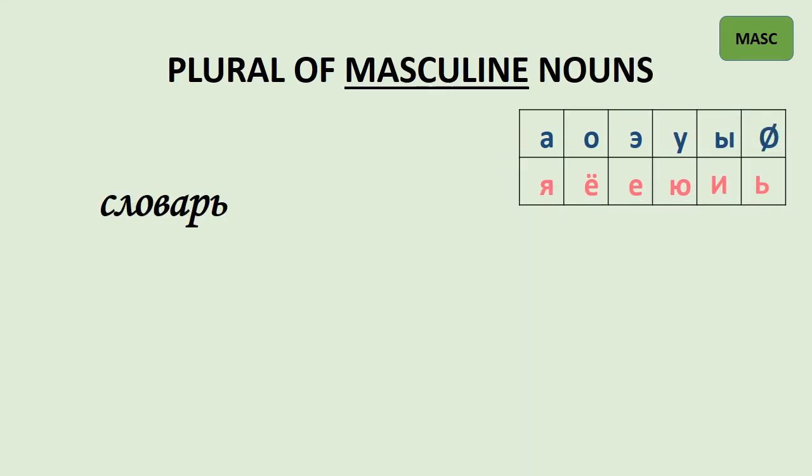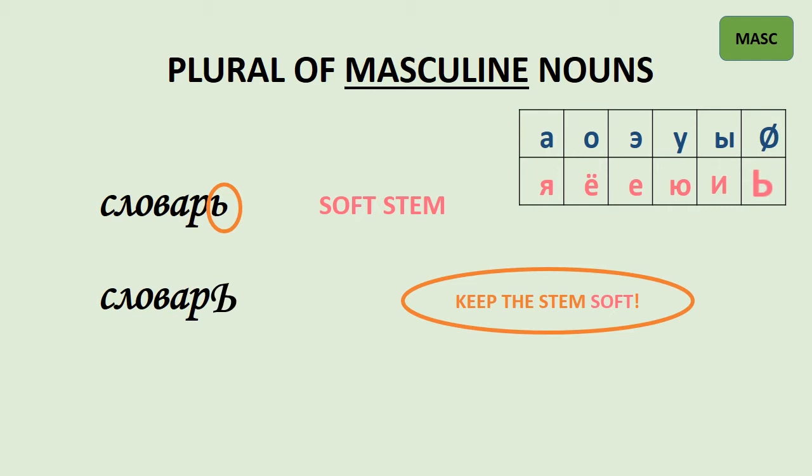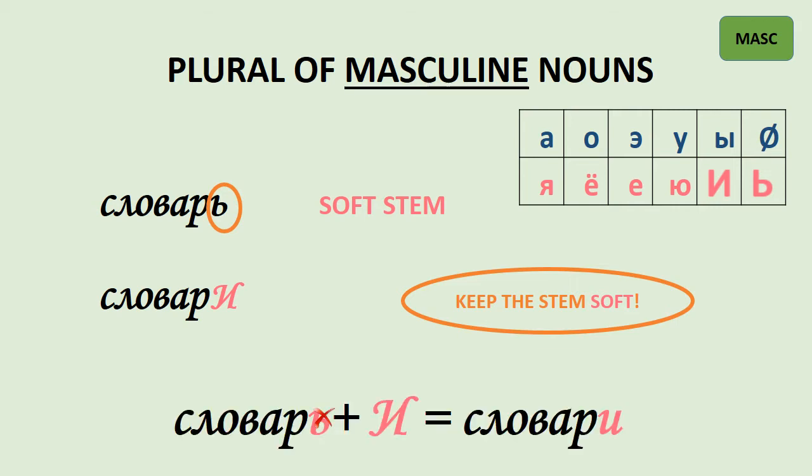Let's take a different example. Словарь ends in a soft sign, so we know that the stem is soft. We also know that this is a masculine noun just because we looked it up in a dictionary. In order to make it plural and keep the stem soft, we need to get rid of the soft sign and replace it with и. So the plural form we need is словари. The model then is словарь minus the soft sign plus и equals словари.